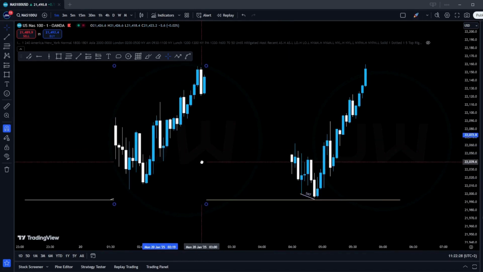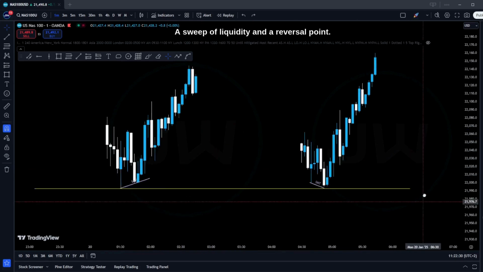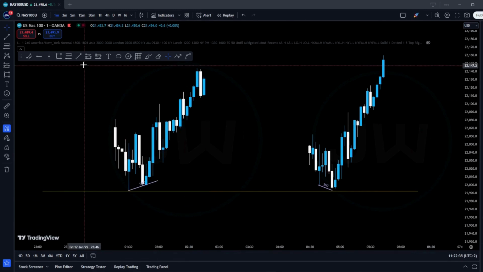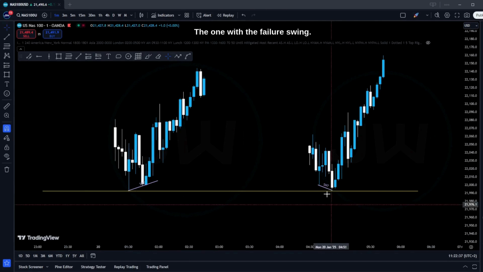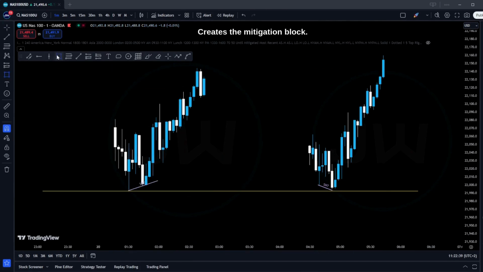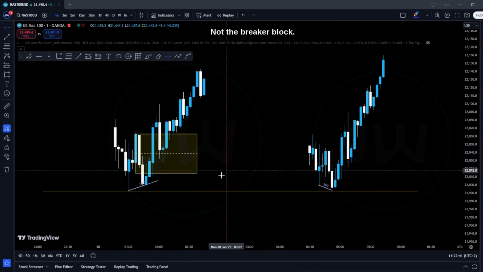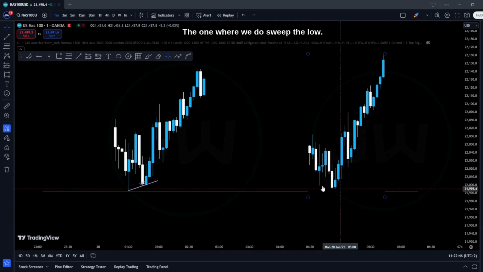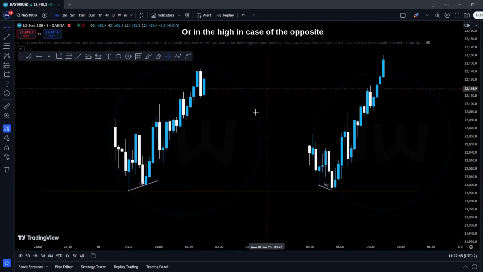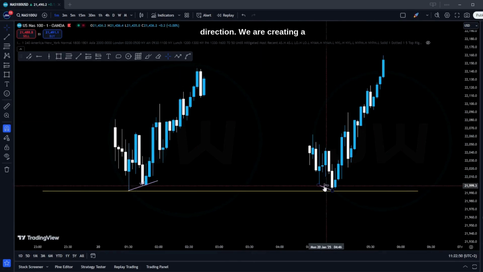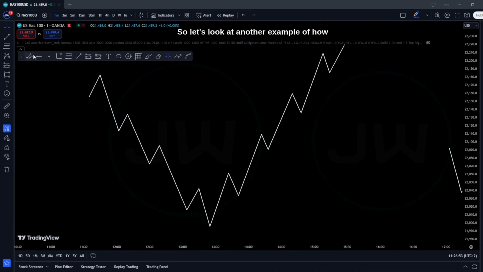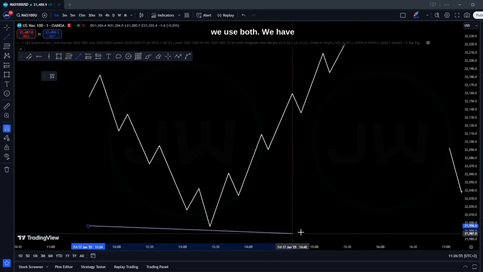So when you're looking for a sweep of liquidity and a reversal point, just remember, when we have an SMT, the one with the failure swing creates the mitigation block, not the breaker block. The one where we do sweep the low, or the high in case of the opposite direction, we are creating a breaker block. So let's look at another example of how we use both.